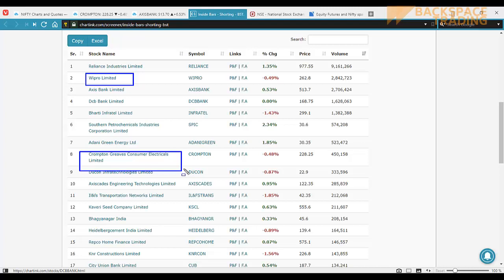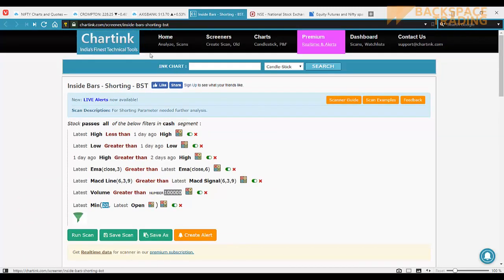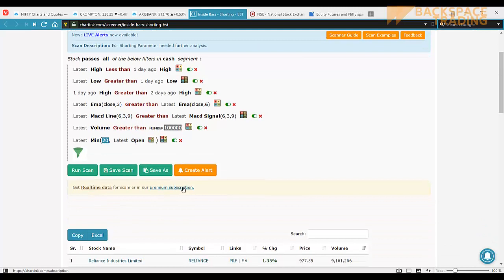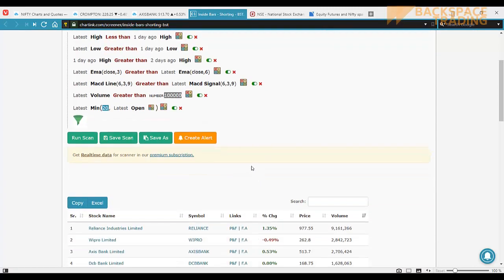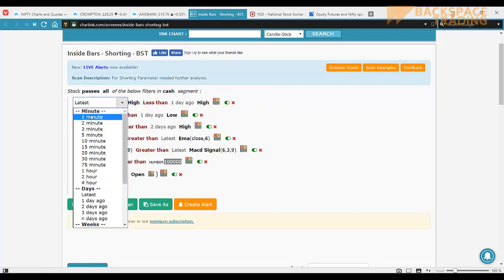Now let me tell you this. What I did was the scanning part on daily candle. See, get real-time data for scanner in our premium subscription. I guess you can go for that if you are going to trade intraday. All this remains same. Only thing you have to change is go from latest to the candlestick time frame that you intend to choose. Okay, they have every candlestick that we almost trade: 5, 2, 15, 30, 1 hour, 2 hour, 4 hour.